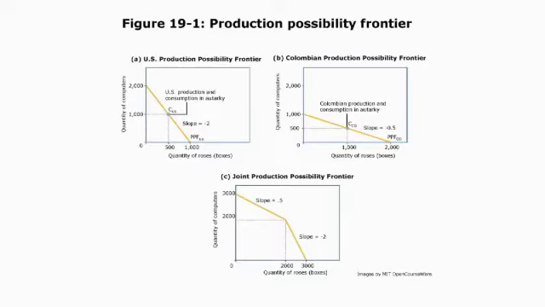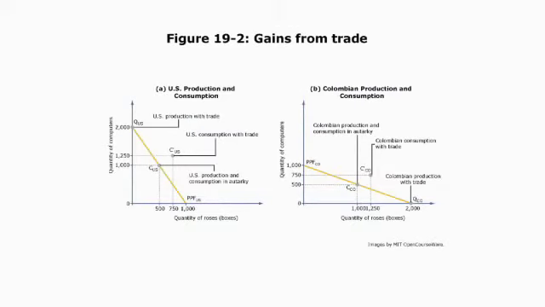Of course, you can have other combinations too, and that's what leads to this bent production possibility frontier. But the key point is this joint production possibility frontier is further out than what any country could have produced on its own. Okay? We've increased the opportunity set. Specialization has led to a larger opportunity set. We've expanded the opportunity set for the world by allowing countries to specialize. And the result of that you can see in the next figure, figure 19.2, which shows gains from trade.